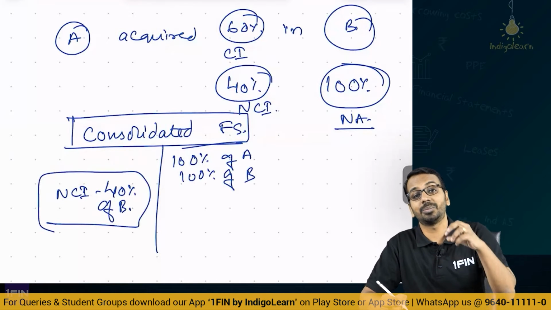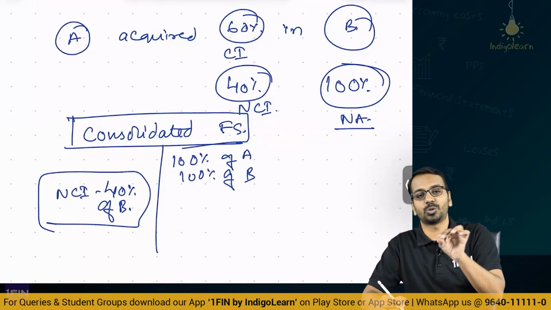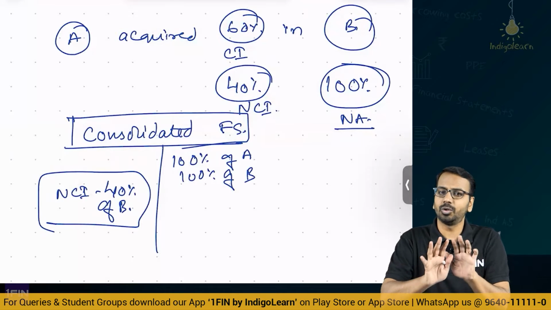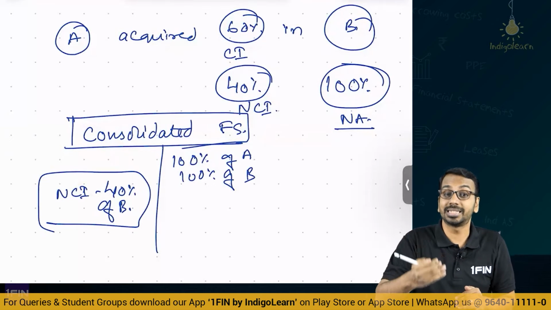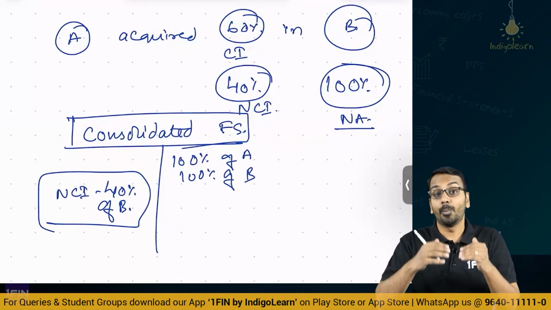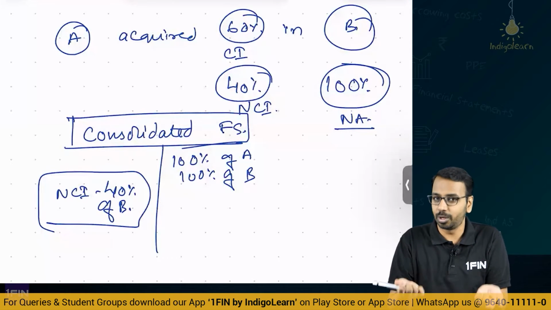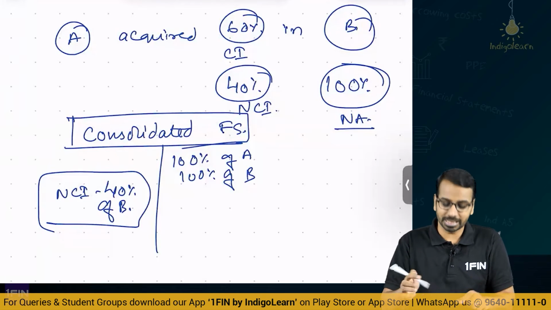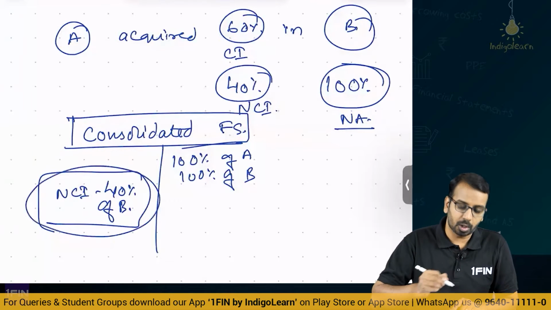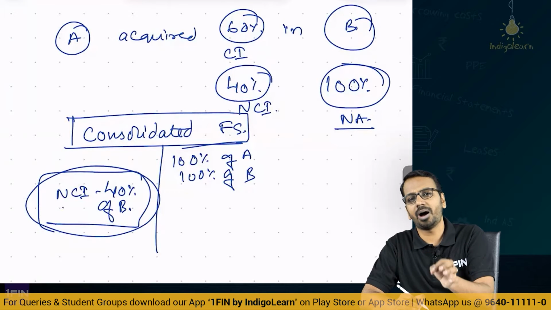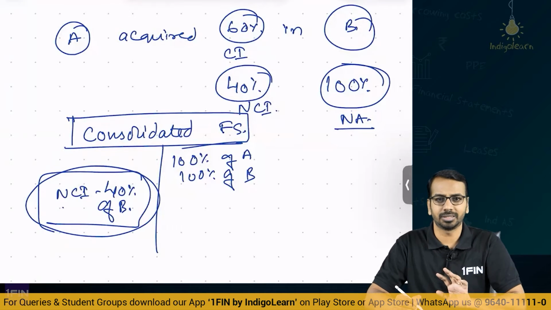So, this NCI becomes very, very important when it comes to business combination or consolidation. If 100% is acquired, no problem at all, but if only let us say 60% or 70% is acquired, balance amount is payable to NCI or balance amount is attributable to NCI, who are also the owners, and we show it separately on the equity side. That is the non-controlling interest, which is the part which is owned by the outsiders, right.